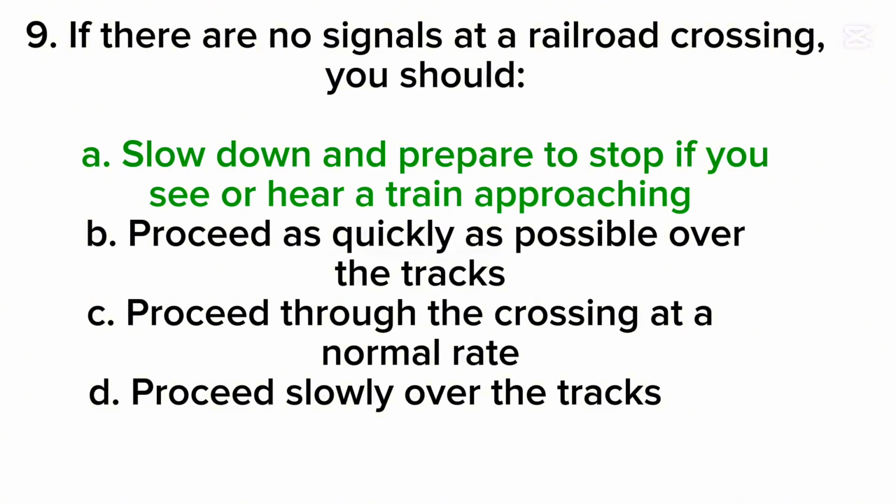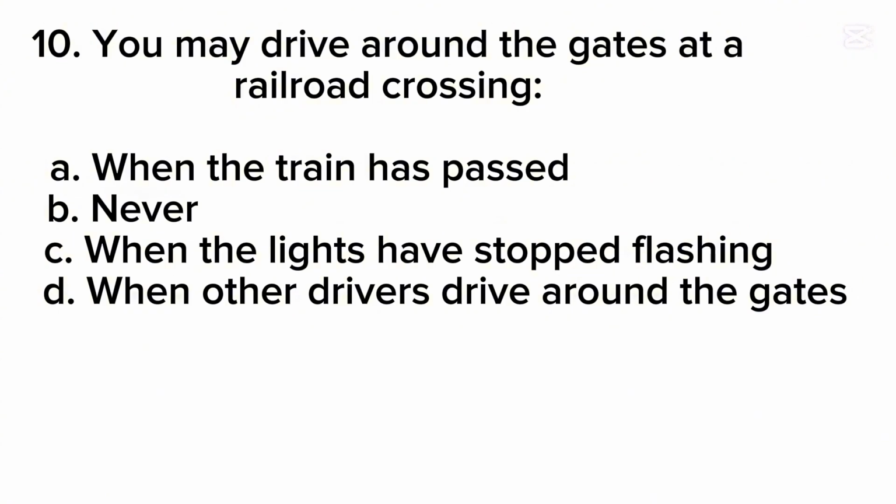Let us continue with question number 10. You may drive around the gates at a railroad crossing. When will you drive around the gates at a railroad crossing? A. When the train has passed. B. Never. C. When the lights have stopped flashing. D. When other drivers drive around the gates.